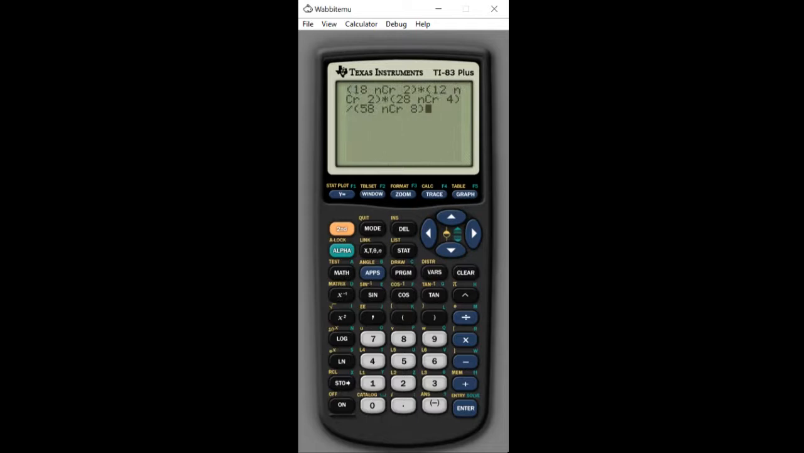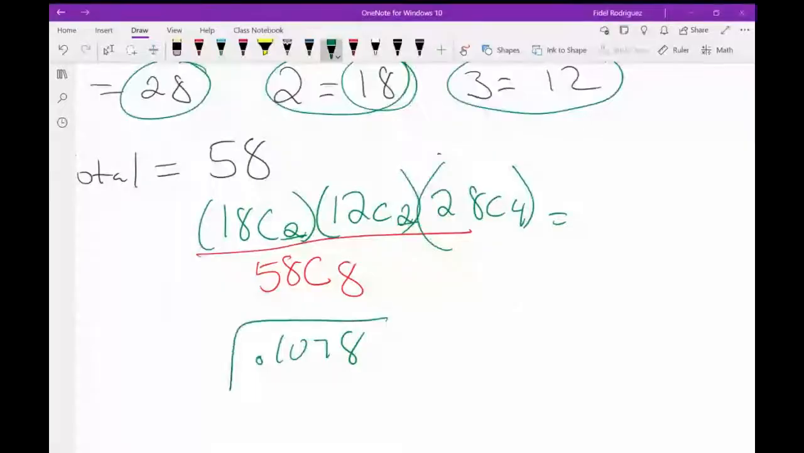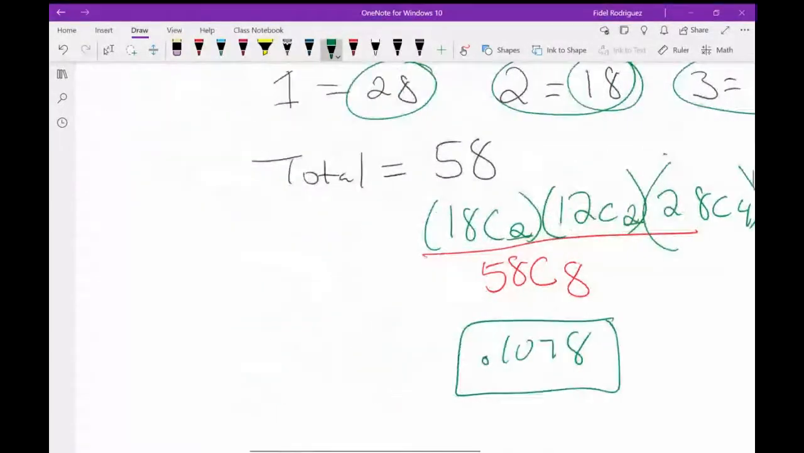Okay. And I'm going to hit enter. And so the number I'm coming up with is 0.1078. I'm going to write 0.1078. I'm just writing this on my paper. And let me share my screen with you guys again. Here we go. Okay, so the number that I came up with was 0.1078.